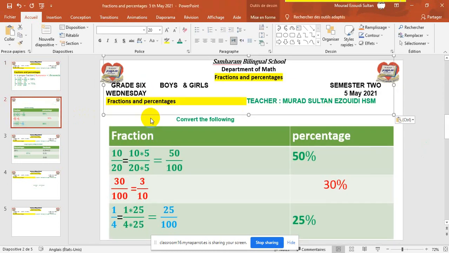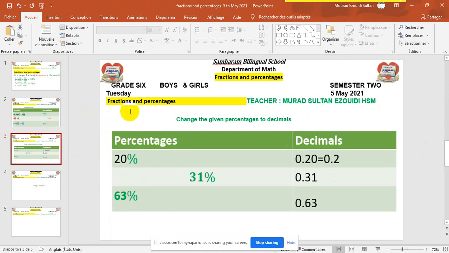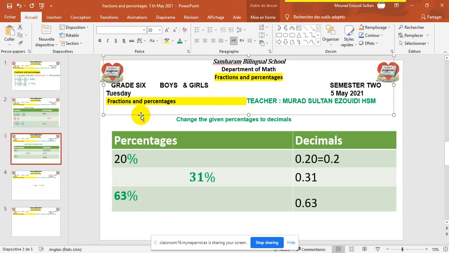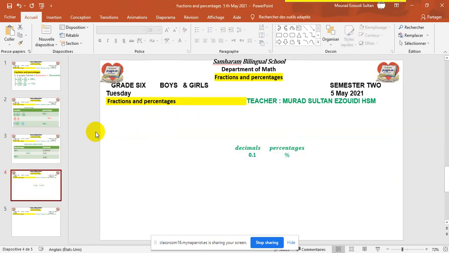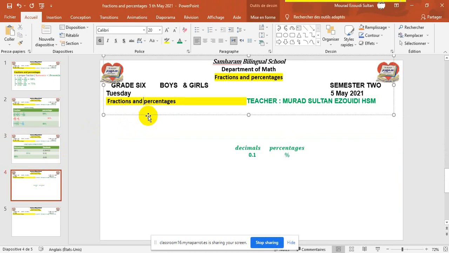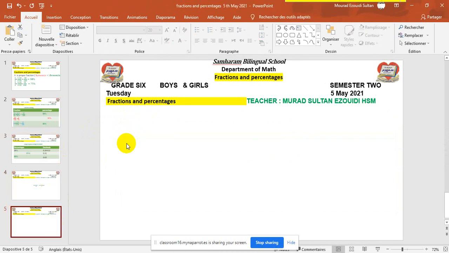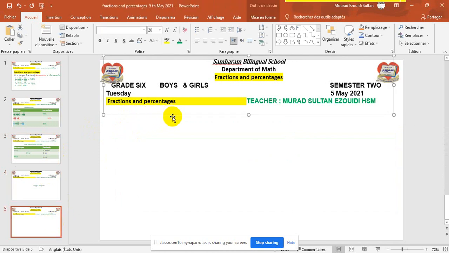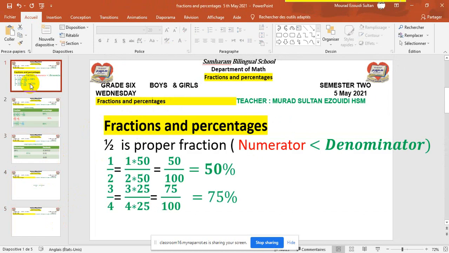Okay. You will write fractions and percentages. Fractions and percentages. So tomorrow we don't have math. Clear?